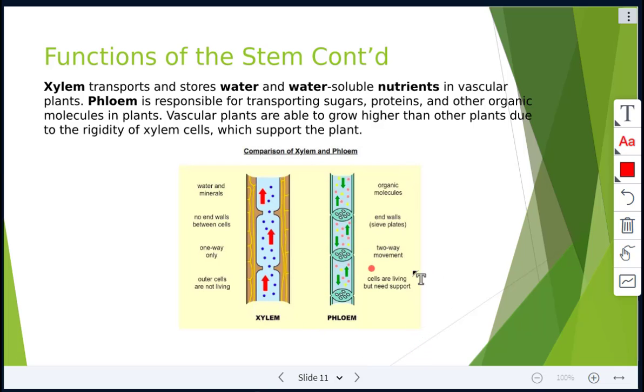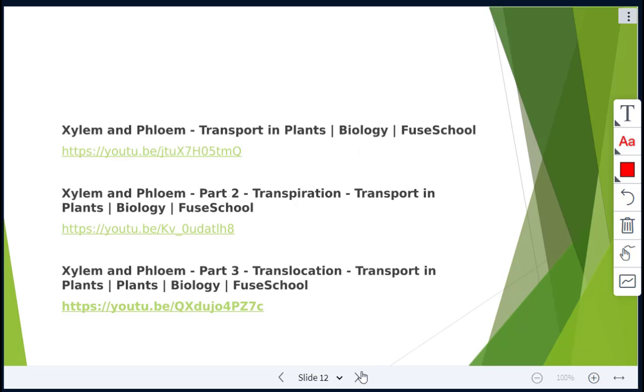So here we can see phloem. Phloem, it is two-way movement. So we see the food that's produced by photosynthesis, the sugar, the glucose that's produced, it is going to be traveling both ways in the phloem. All right, so we'll just take a look at a couple of these videos on xylem and phloem.